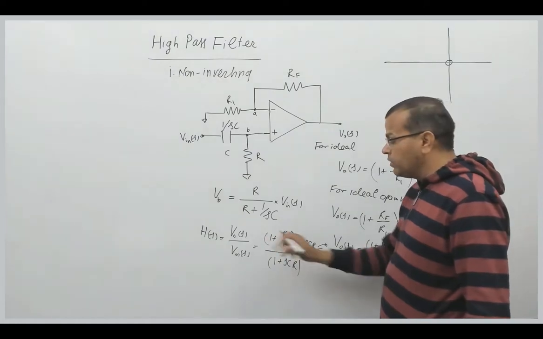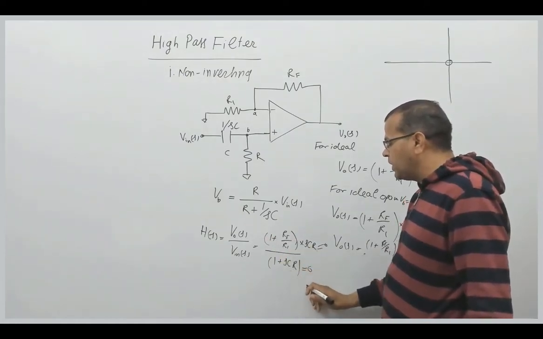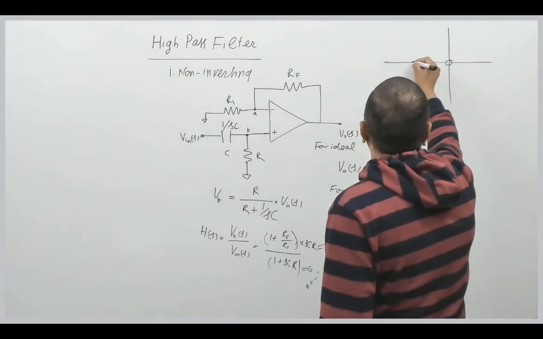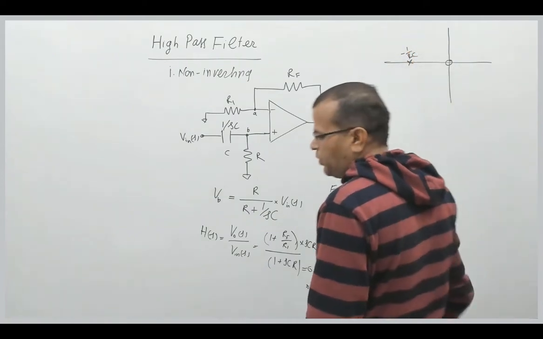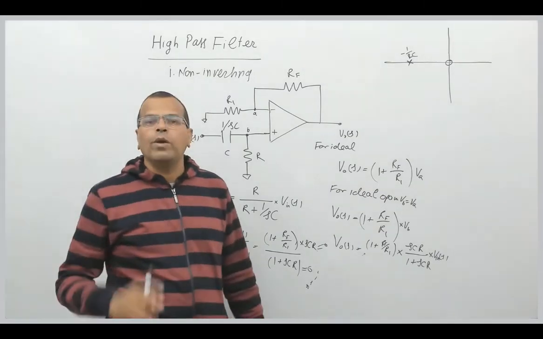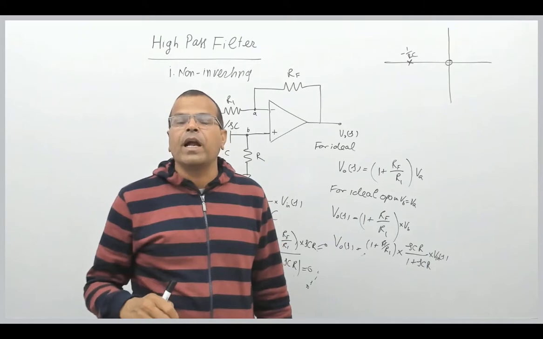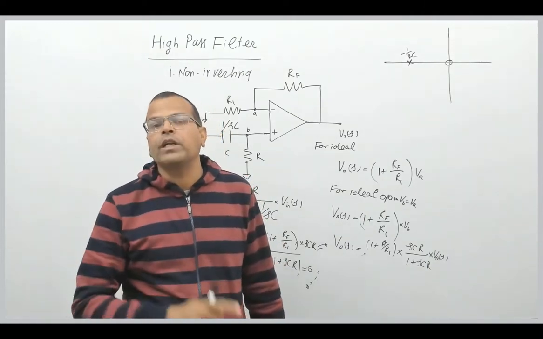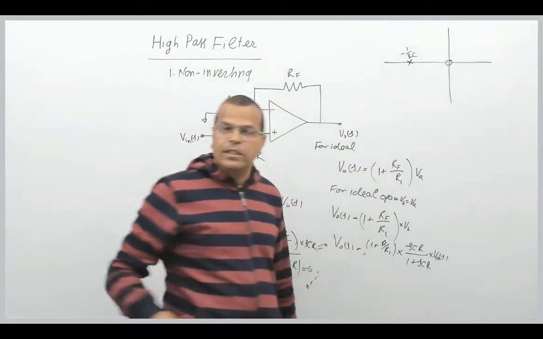If you put the numerator polynomial equal to 0, that gives me S equal to 0, that is nothing but the zero of the transfer function. And if you put the denominator equal to 0, the factor of this is nothing but S plus 1 by RC, so S equals minus 1 by RC, that is the pole of this, right? So the first order high pass filter has one zero which is located at the origin, and one pole which is located on the negative real axis, right?